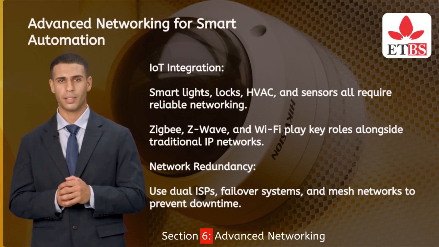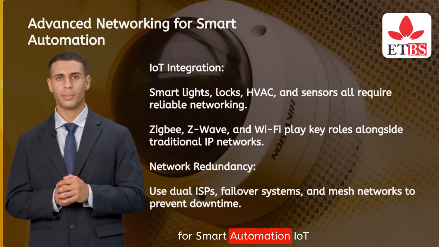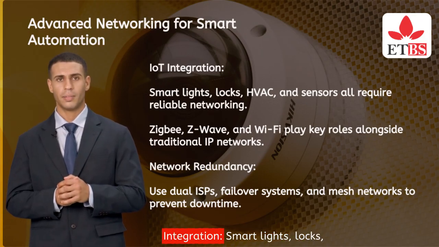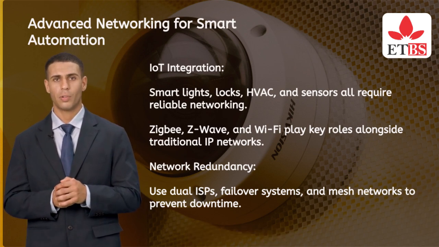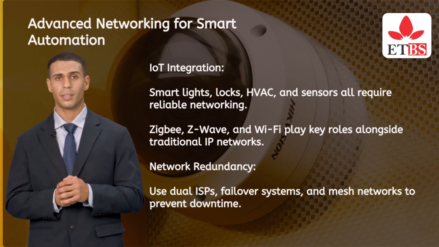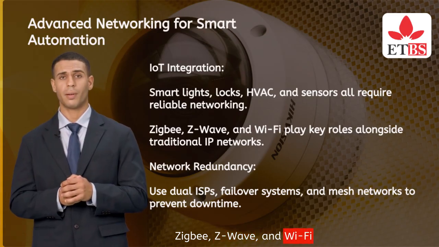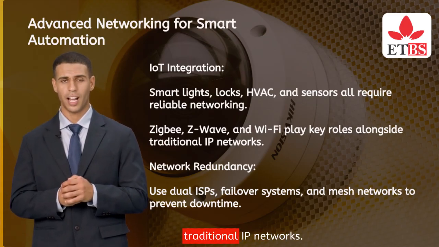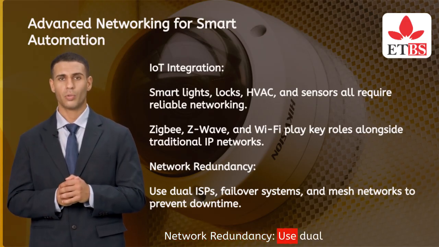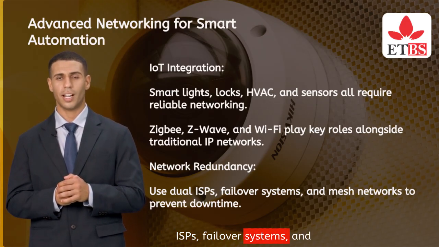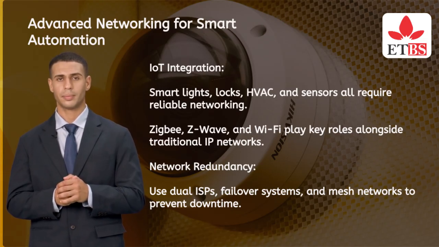Section 6. Advanced networking for smart automation. IoT integration. Smart lights, locks, HVAC, and sensors all require reliable networking. Zigbee, Z-Wave, and Wi-Fi play key roles alongside traditional IP networks. Network redundancy. Use dual ISPs, failover systems, and mesh networks to prevent downtime.